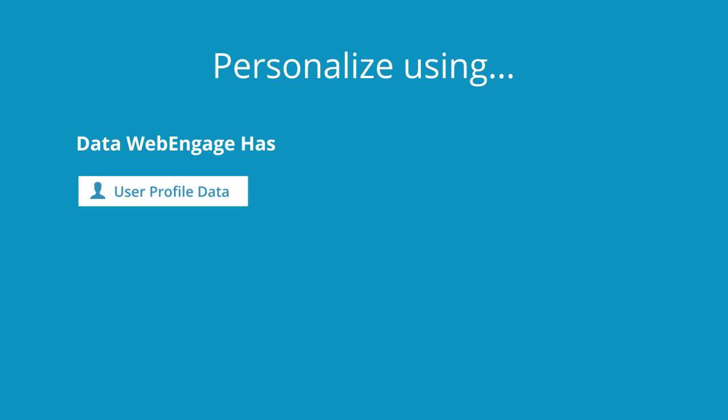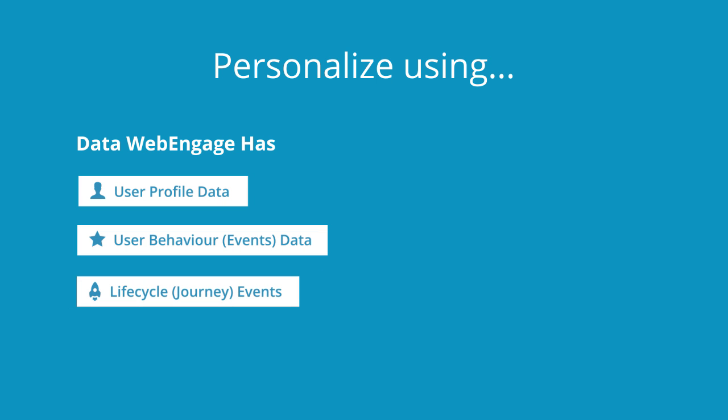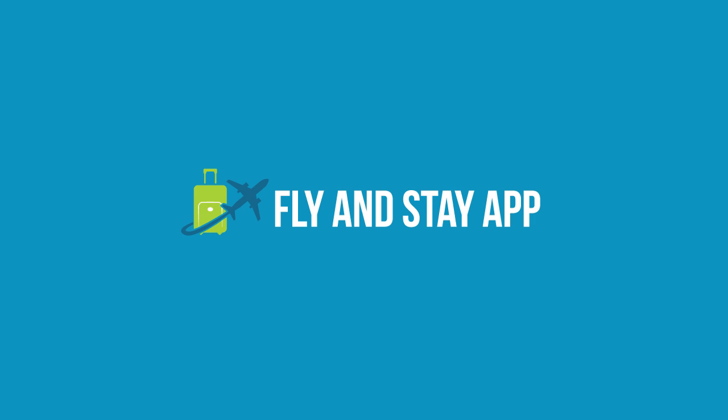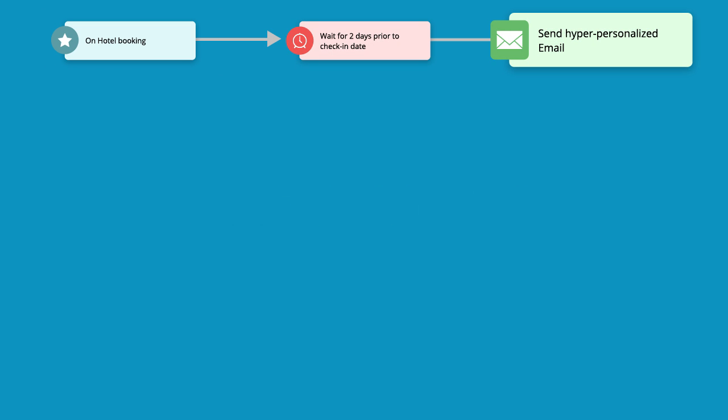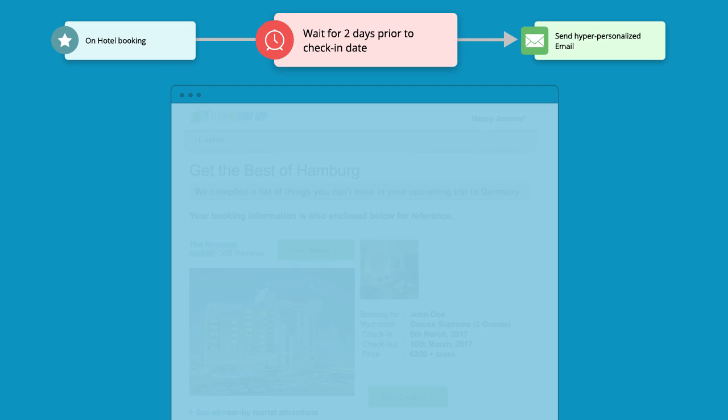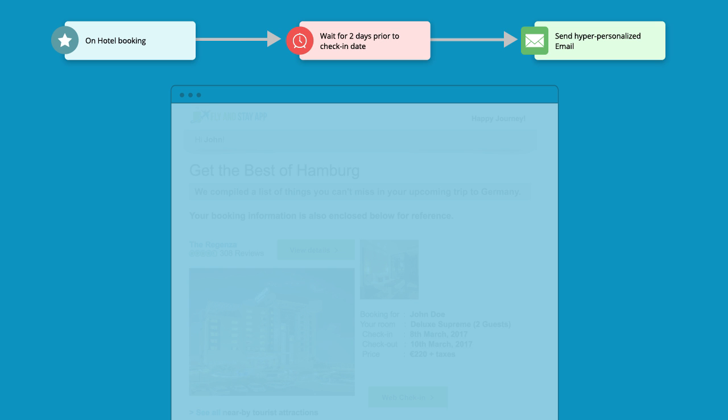So far, you've discovered how to use all the data points that WebEngage has stored, such as user profile data, event data, and their attributes. Wouldn't it be cool to add data to your campaigns beyond what we've stored for your users? Sample this. You're an online travel agent. When a user books a hotel on your app, you'd want to trigger an email to them, say a day before the user is supposed to check in at the hotel.